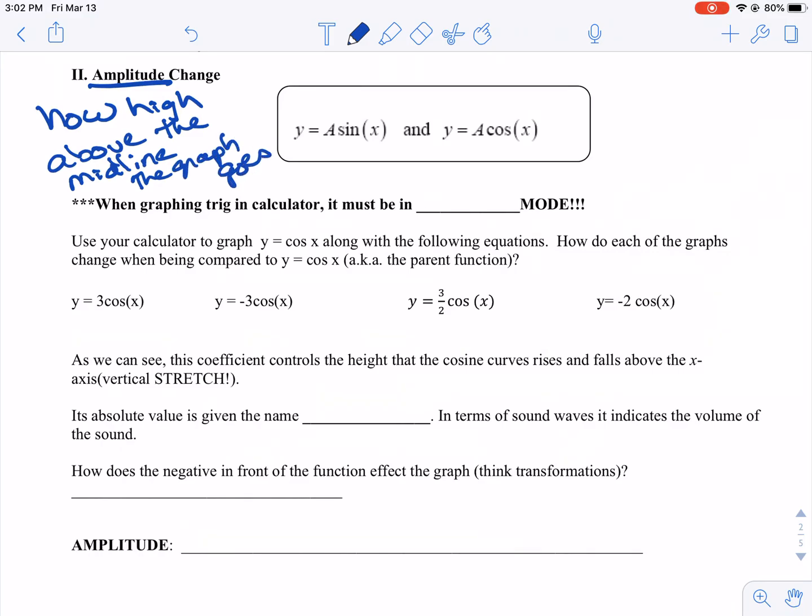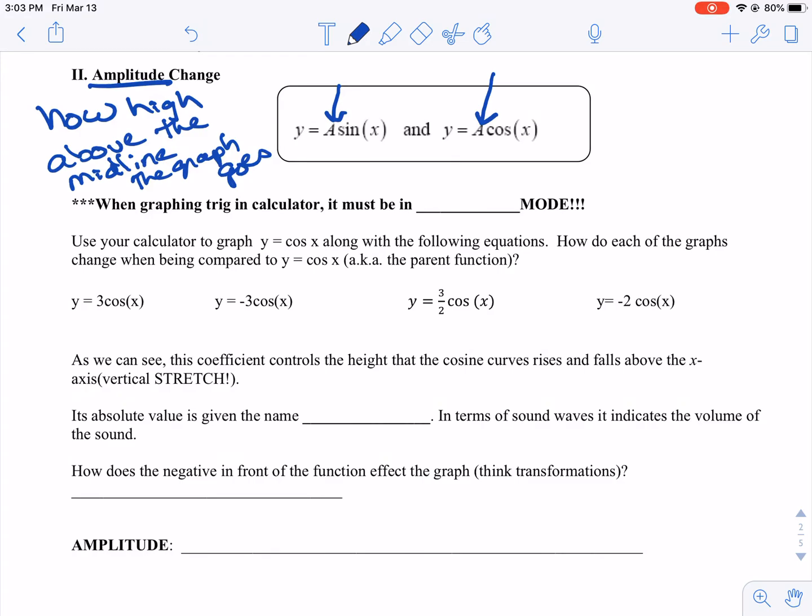Amplitude is always positive. So it tells you how high above the midline, but then it's also going to tell you how far below the midline it's going to go, since the midline's halfway through. So amplitude is how high above and below the midline your graph is going to go. Your amplitude is called A, and it will be the number that touches your trig function in the front.